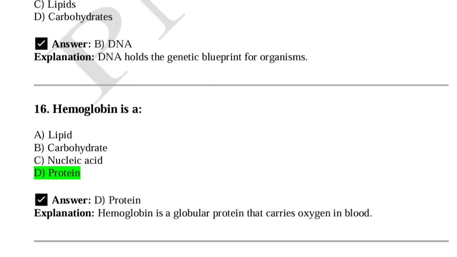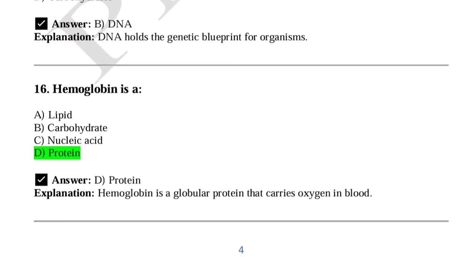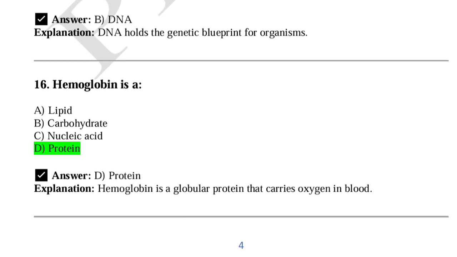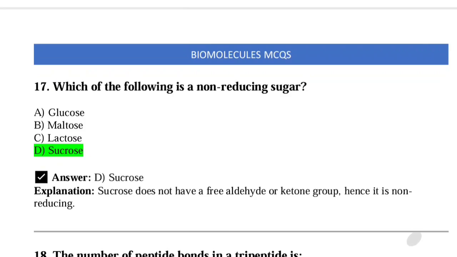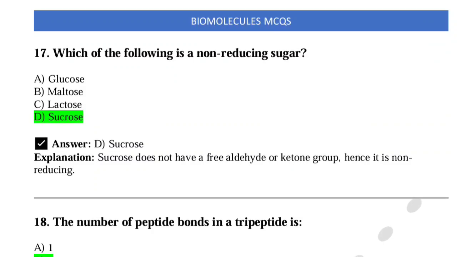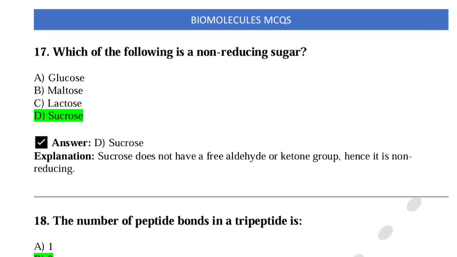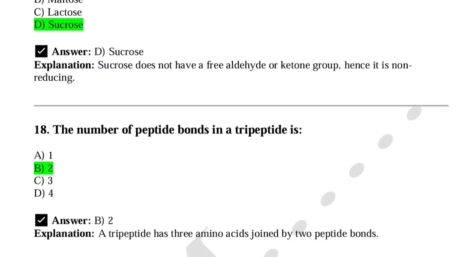Question number 16, hemoglobin is. Hemoglobin is a protein. Hemoglobin is a globular protein that carries oxygen in the blood. Now come to question number 17, which of the following is a non-reducing sugar? Glucose, maltose and lactose are reducing sugars, but sucrose is a non-reducing sugar, because sucrose does not have a free aldehyde or ketone group, hence it is non-reducing.